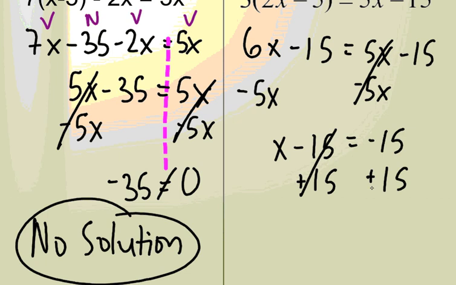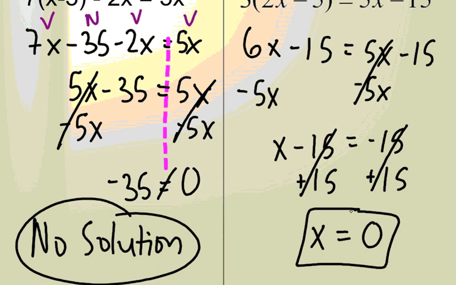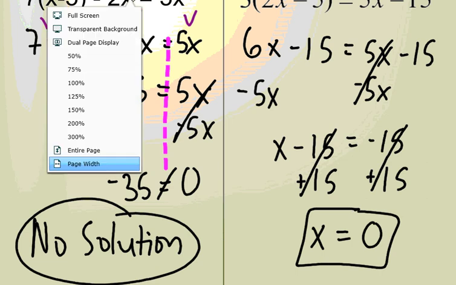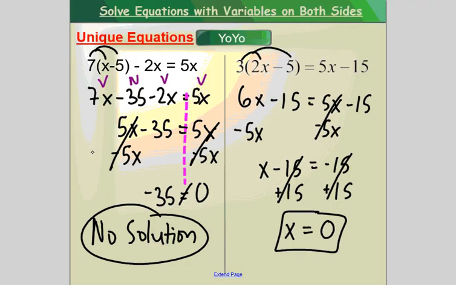This cancels, but that doesn't mean there's no solution. There's still an x here. x will just happen to equal what is negative 15 plus 15? 0. That's still an answer. x equals 0. 0 is still a number. So if you put 0 back into the original equation, it would be a true statement.